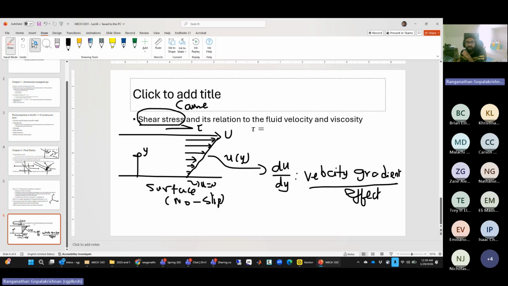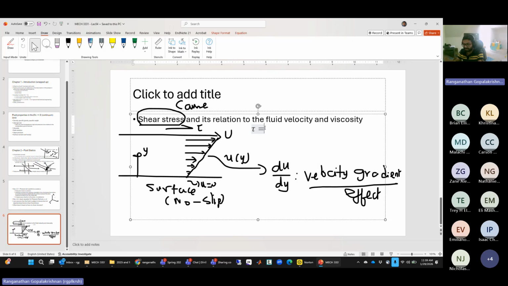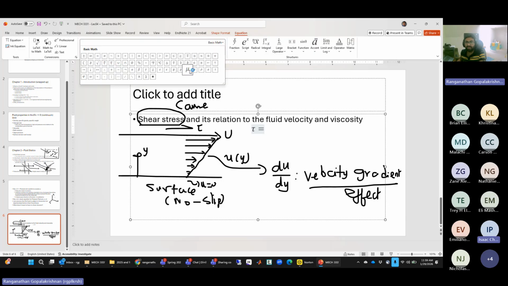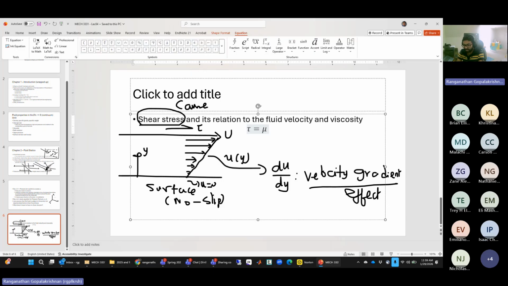It's okay, you're learning. Eventually you will internalize this, and I internalized this by saying it for 15 years, so it'll take you maybe three weeks. So what is the definition or relationship between shear stress and viscosity? Tau is equal to mu du dy.